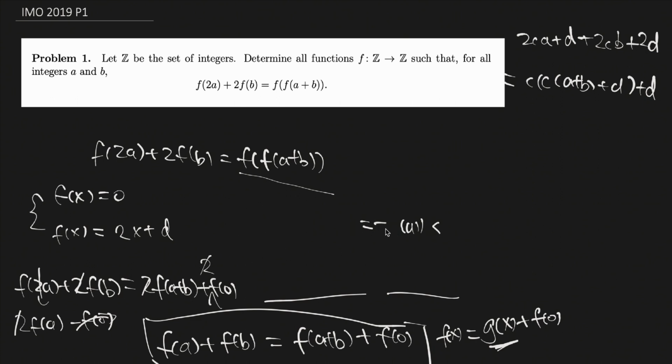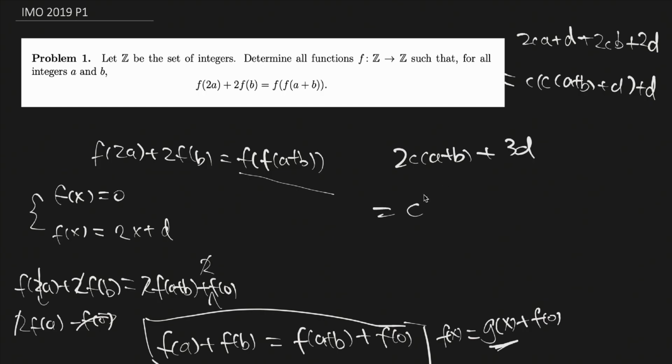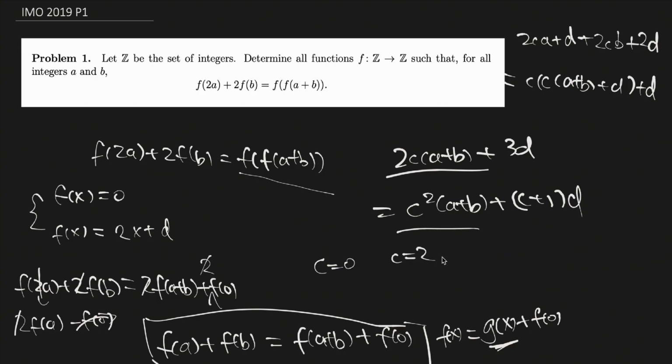And we can expand that equation, and it should hold for all a, b. So that we would get 2c(a plus b) plus 3d is equal to c squared (a plus b) plus (c plus 1)d. Well, to make sure that it holds for all a and b, we must have these two coefficients be the same. And so 2c equals c squared. In other words, c equals 0 or c equals 2.